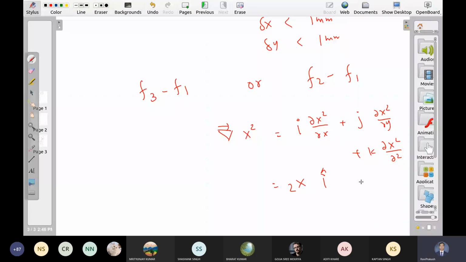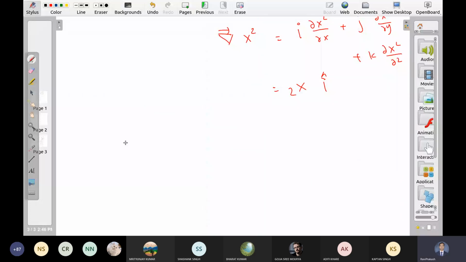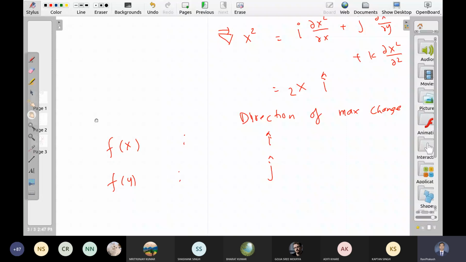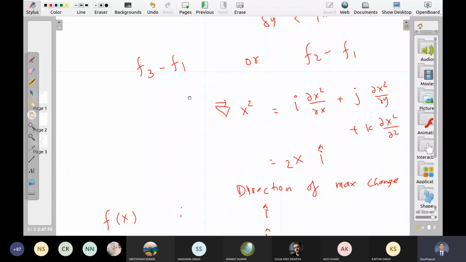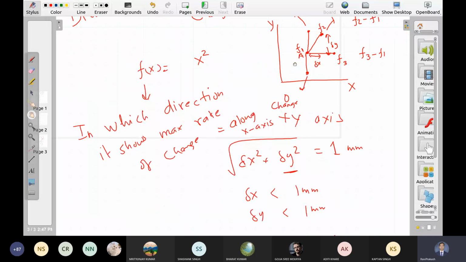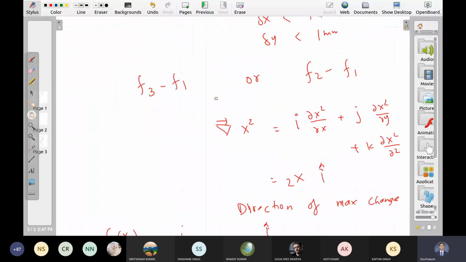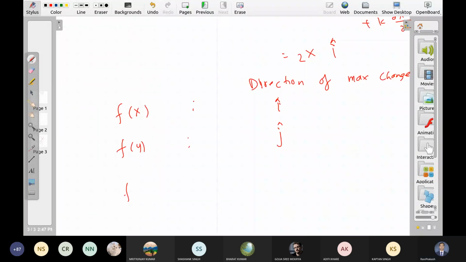If I have a function of x only, what is the direction of maximum change? i cap. If I have function of y only, what is the direction of maximum change? j cap. You can use whatever logic you want, चाहे तो आप मैथमेटिक्स लगा लीजिए, and you can think in non-technically also. If I have function of r only, what is the direction of maximum change? r cap.